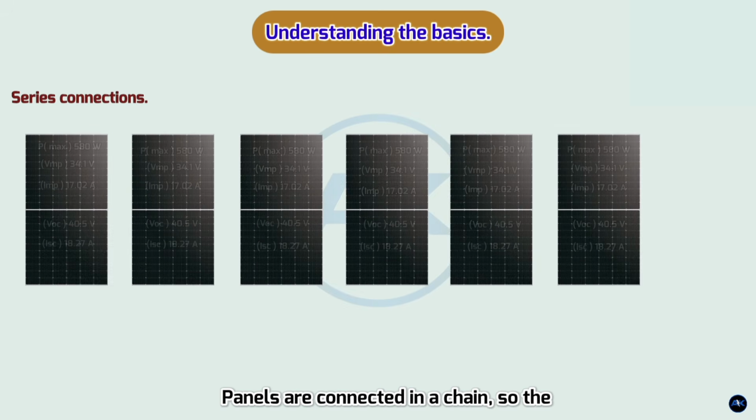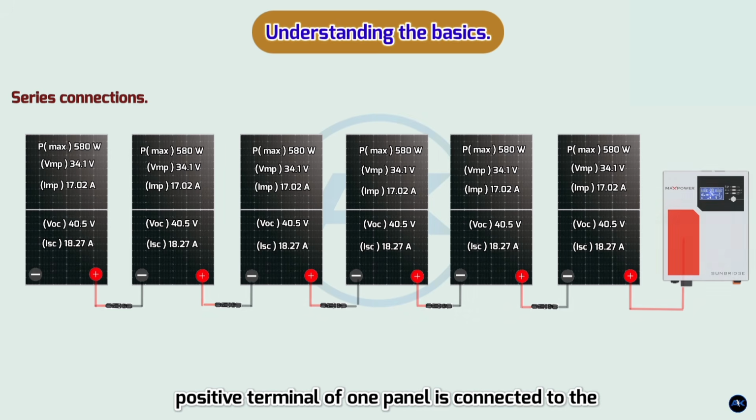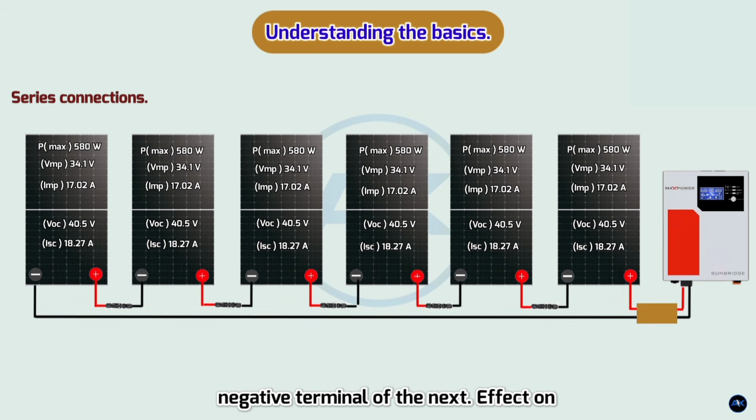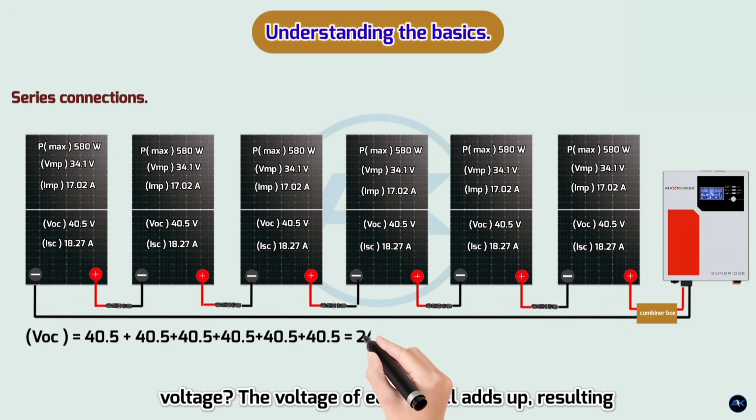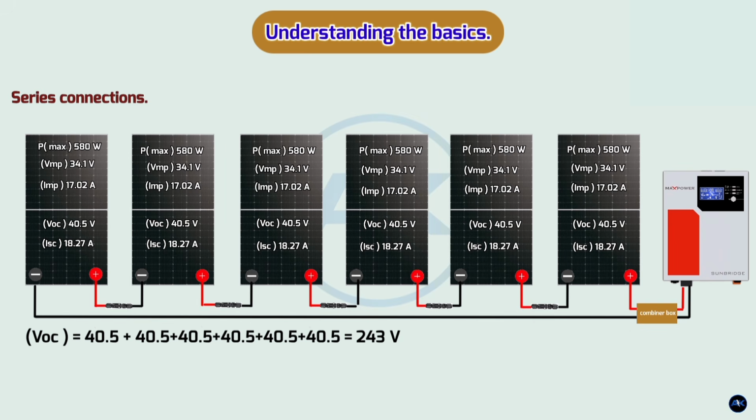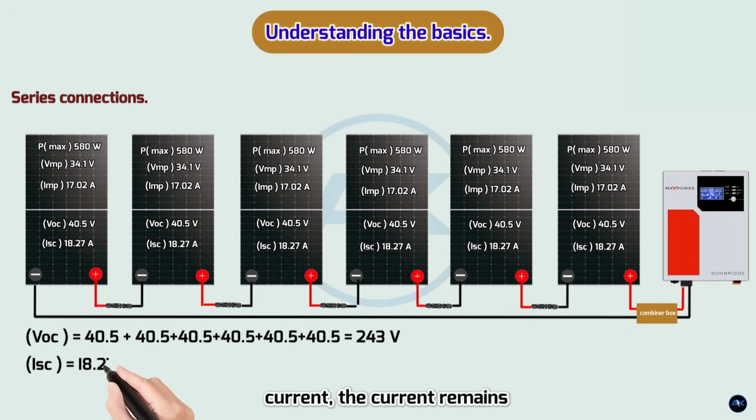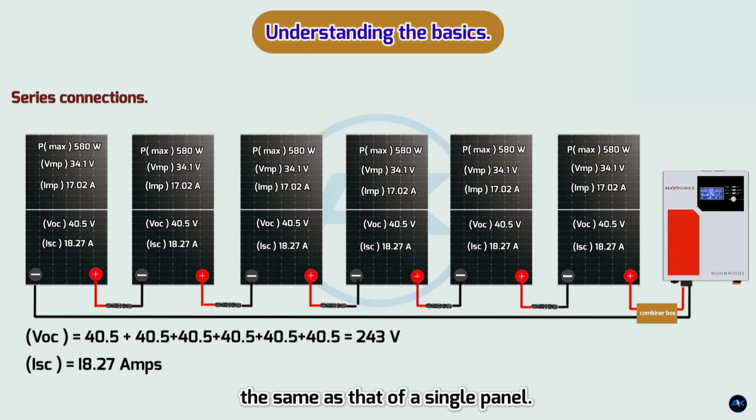Panels are connected in a chain, so the positive terminal of one panel is connected to the negative terminal of the next. Effect on voltage. The voltage of each panel adds up, resulting in a higher overall system voltage. Effect on current. The current remains the same as that of a single panel.